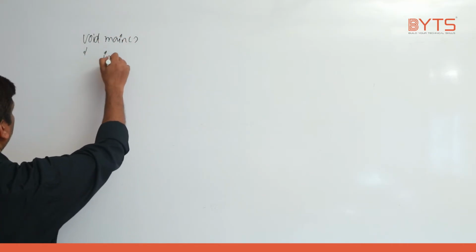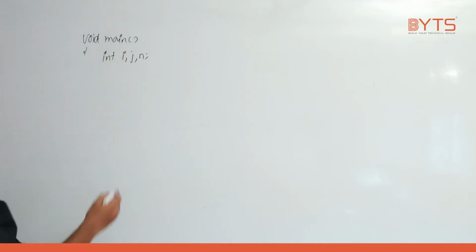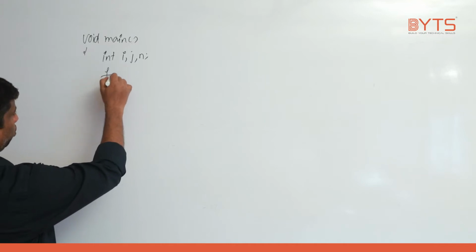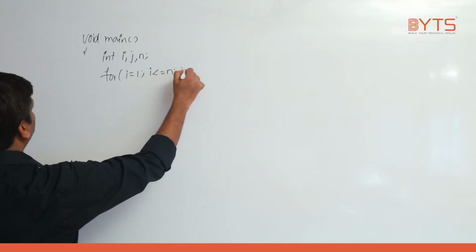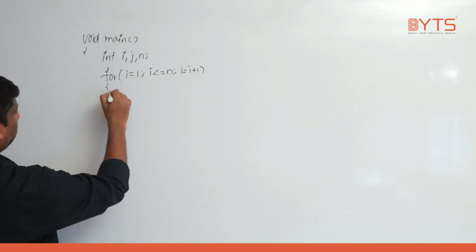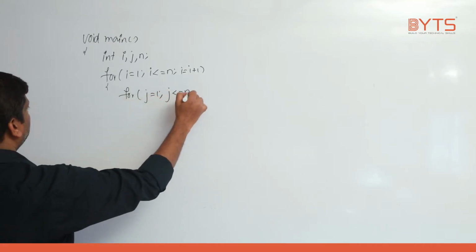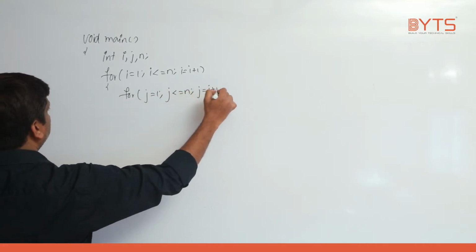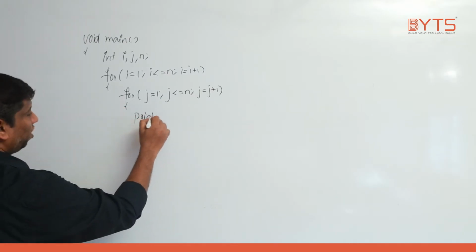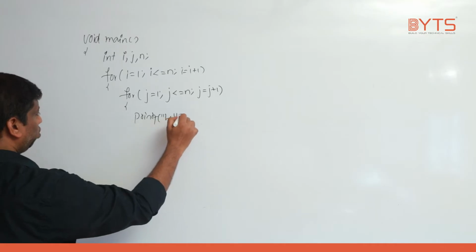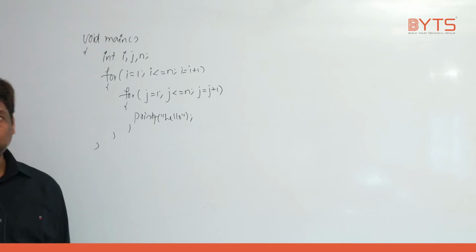What I am trying to do is int i, j, n. Okay, fine. Now what I am trying to do here is for i equal to 1, i less than or equal to n, i equal to i plus 1. For j equal to 1, j less than or equal to n, j equal to j plus 1. Printf hello. Now the target is: hello is printed how many times, because that is the only core logic for me. This is the loop we have and we need to estimate the time complexity, right?